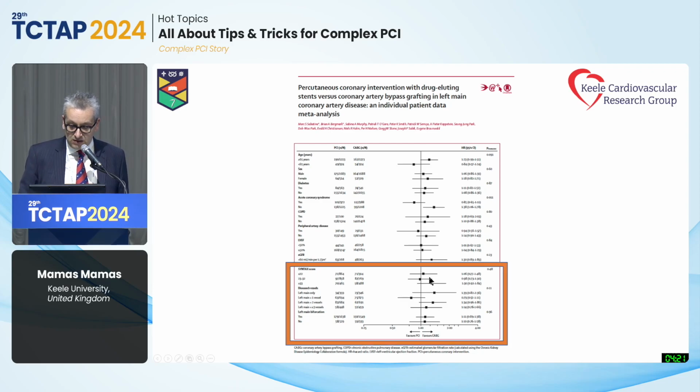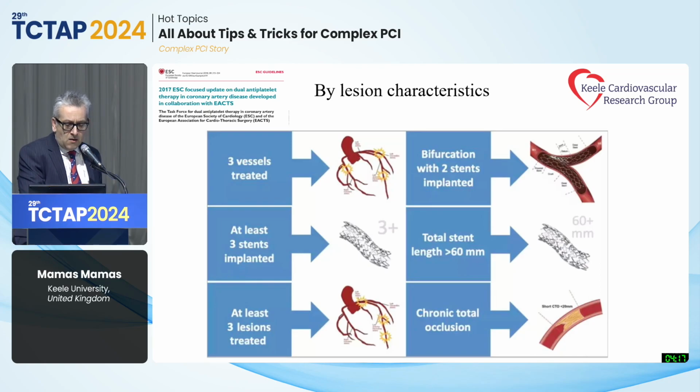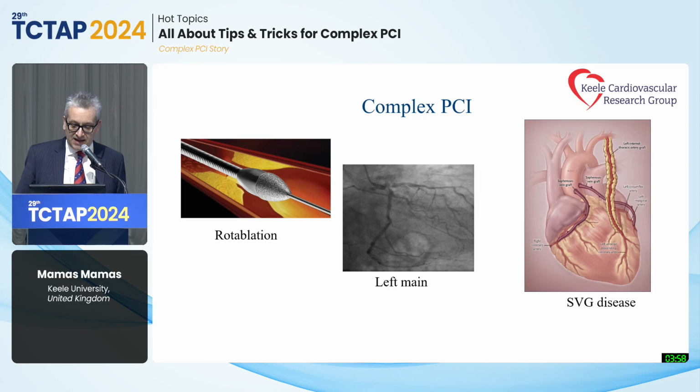If you look at this individual patient meta-analysis of patients undergoing PCI for left main versus coronary artery bypass grafting, complexity, as defined by SYNTAX score, doesn't really help us guide our decision-making process because it doesn't impact on clinical outcomes. We may also say, well, okay, the ESC has defined complexity another way by looking at lesion characteristics rather than coronary anatomy. So, they say that if you use 3 vessels treated or 3 stents implanted or bifurcations with 2 stents or long stents or CTOs or rotablation, left main, saphenous vein grafts, these are complex PCI.